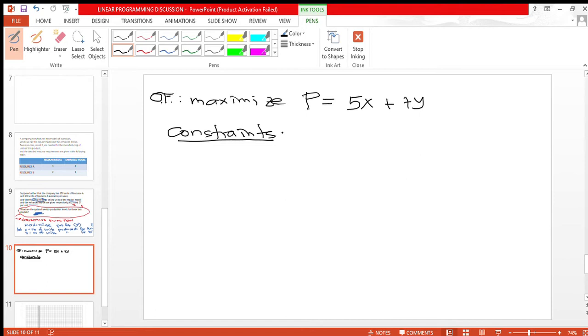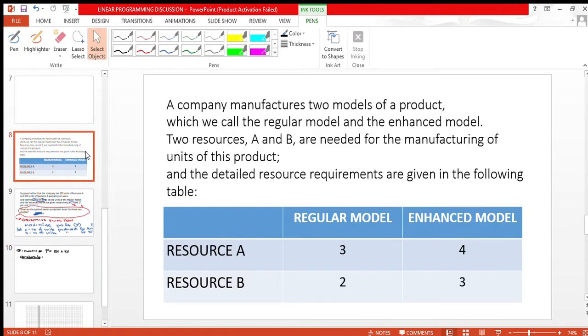When we say constraints, these are the conditions. So let's go back to the problem. What are the constraints? According to our statement here, to be able to produce one regular model, we need 3 units of resource A and 2 units of resource B. At the same time, to produce 1 unit of an enhanced model, we need 4 units of resource A and 7 units of resource B.